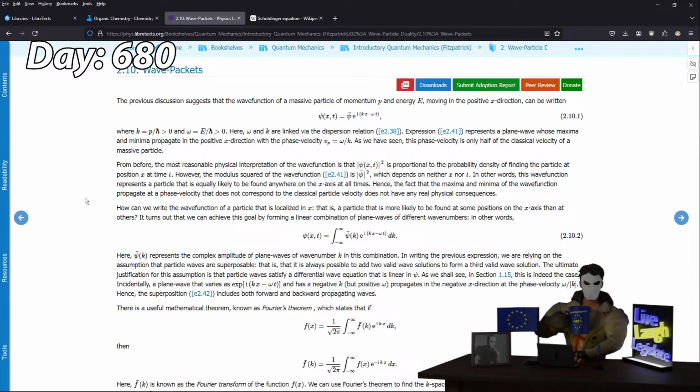Here, omega and k are linked via the dispersion relation, which represents a plane wave whose maxima and minima propagate in the positive x direction with phase velocity. Everything so far is pretty simple. As we have seen, the phase velocity is only half of the classical velocity of a massive particle. Right.